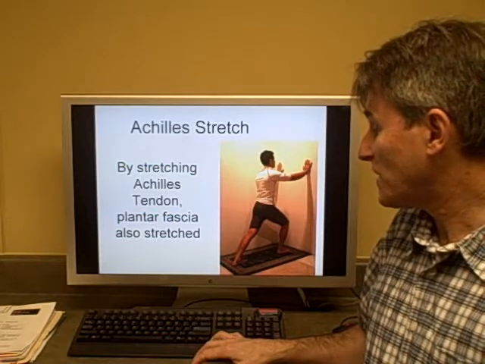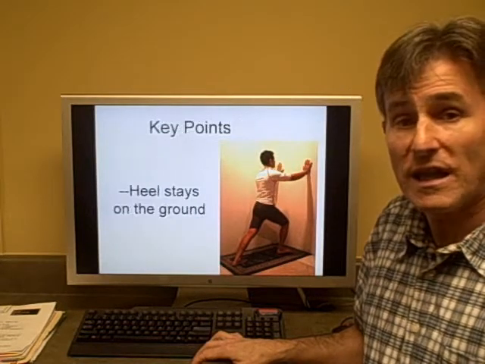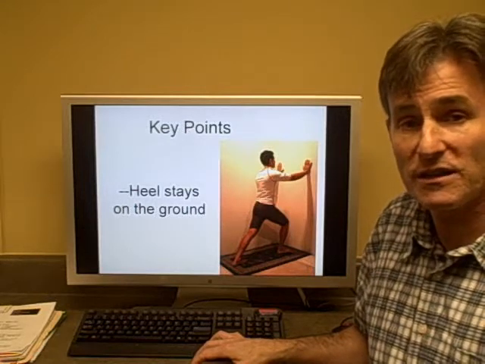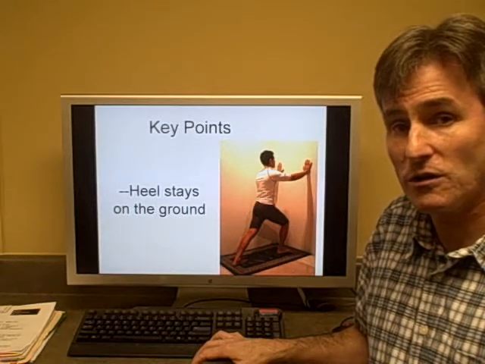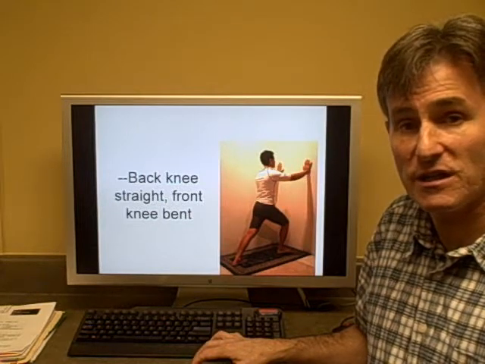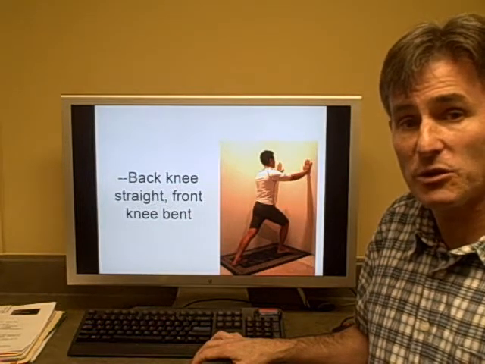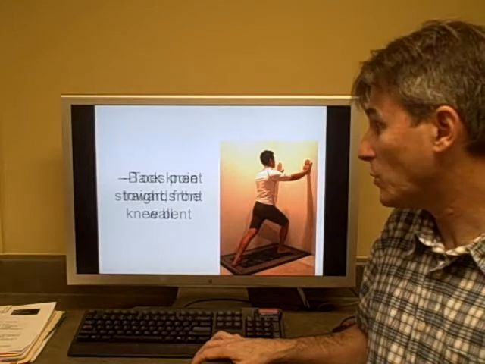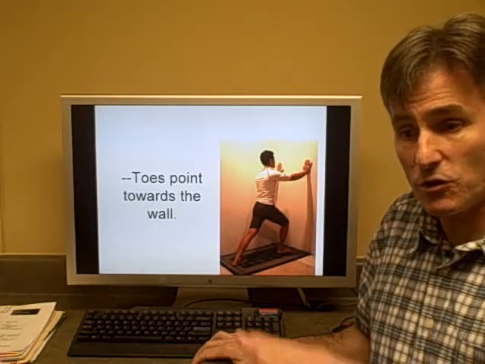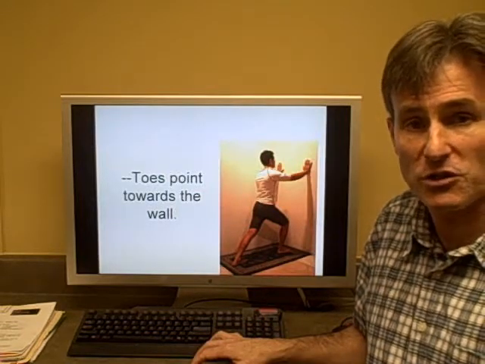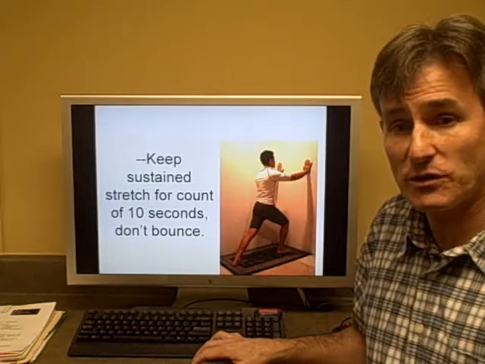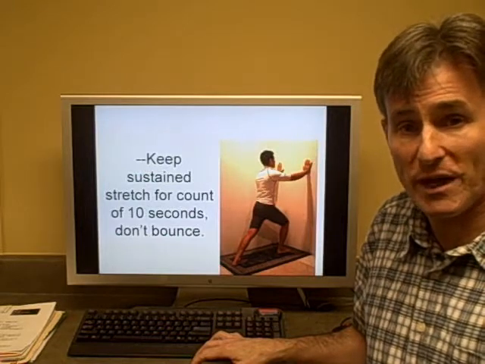The way the stretching is done is illustrated here, and the important points are that the heel stays on the ground, the leg that's being stretched is farther from the wall, the knee stays straight, the back knee stays straight, the front knee is bent. As you get more flexible, you can have your heel come farther from the wall. The toes point towards the wall, because if the toes are rotated out, then you're not really stretching the calf and the plantar fascia. You keep a sustained stretch, you count to 10, and you don't bounce.